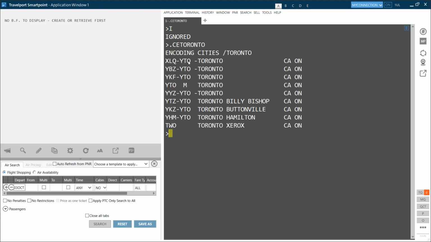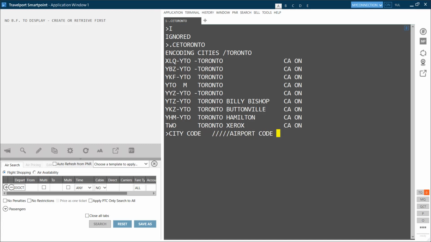Basically, you have a next code also, XLQ, YBZ. No, you will not take these codes. You will only take YTO because we have two codings. One we have city code, and the next we have airport code. Is it clear to you?